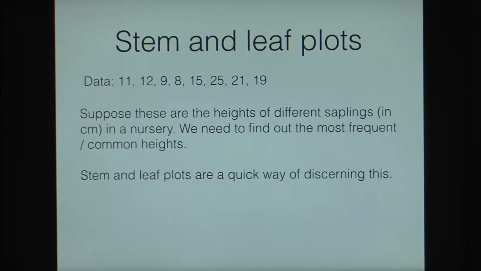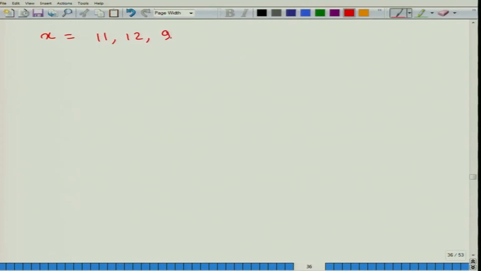Let us look at this first example, stem and leaf plots. So, we have a set of data that is given by x equals 11, 12, 9, 8, 15, 25, 21 and 19. Suppose these were the heights of different saplings in centimeters in a nursery. We need to find out the most frequent or the common height. Stem and leaf plots are a quick way of discerning this.